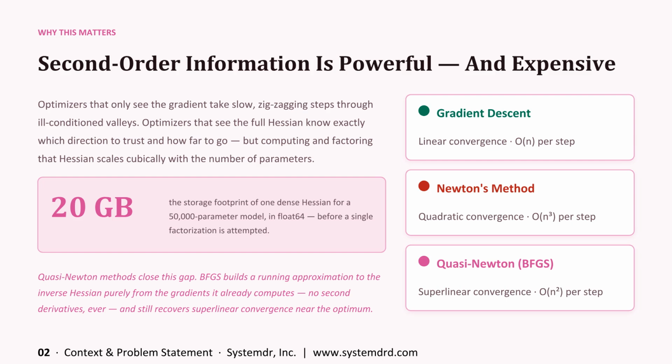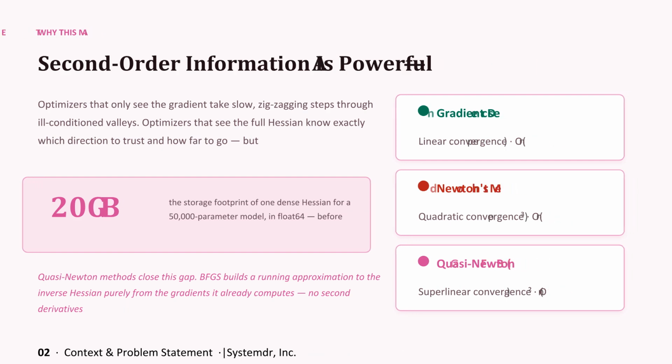Quasi-Newton methods, and BFGS in particular, are the answer to that gap. They build an approximate model of curvature, using only the gradients the optimizer is already computing, no second derivatives, ever, at a cost of O of n squared, and they still recover superlinear convergence. That's the promise. Let's see how it actually works.